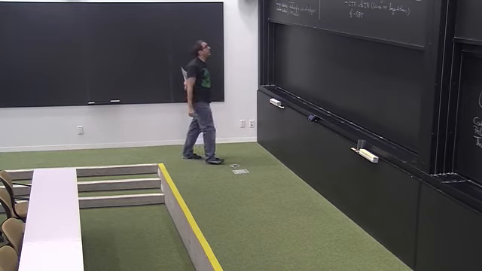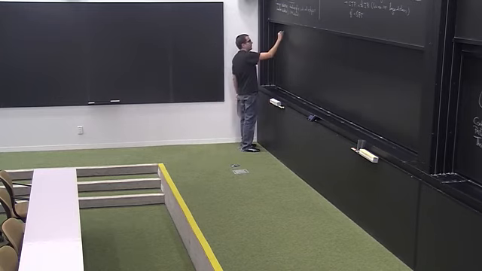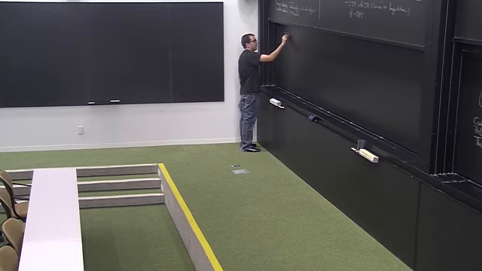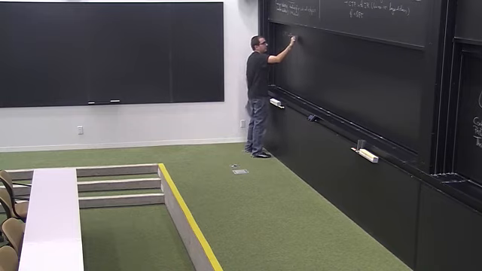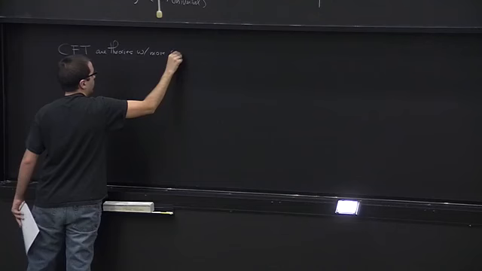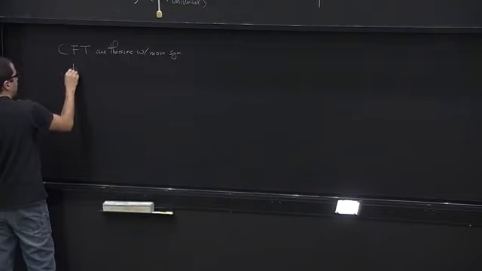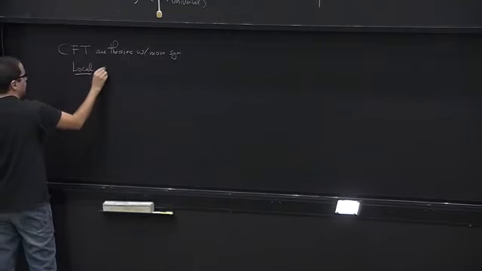So conformal field theories are theories, again, let me emphasize again, with more symmetry. In particular, very important, they have what's called local scale invariance.